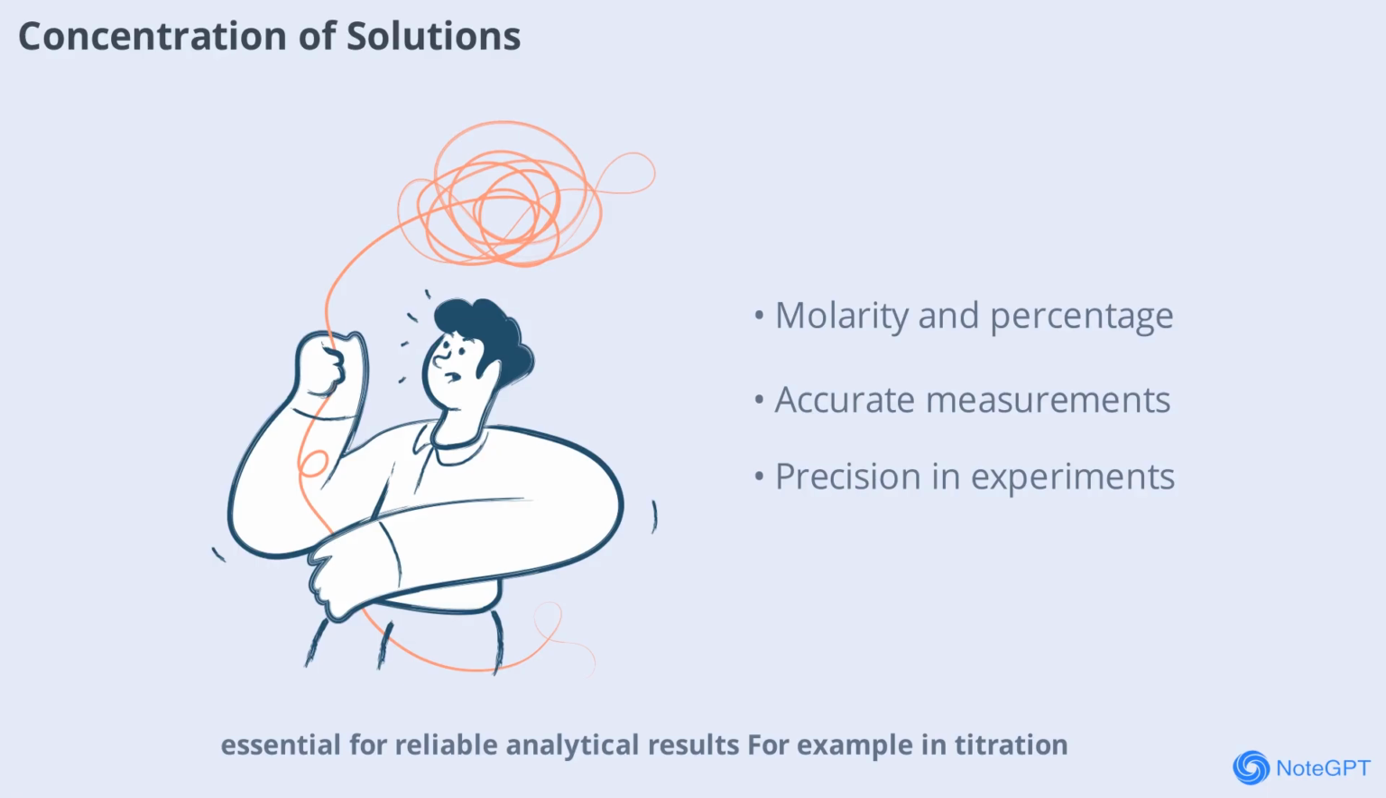For example, in titration, knowing the exact concentration of your solutions allows you to calculate the amount of substance in your sample. Mastering the concept of concentration will help you perform experiments with greater precision and confidence.